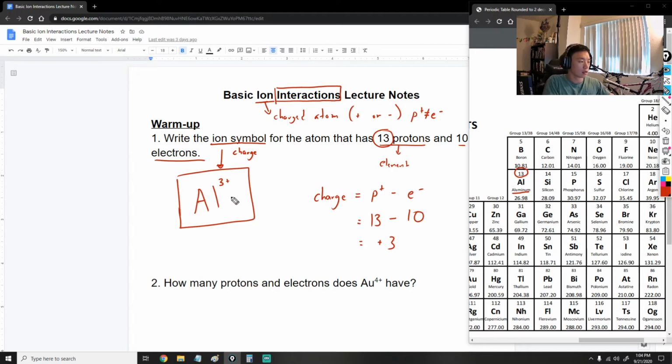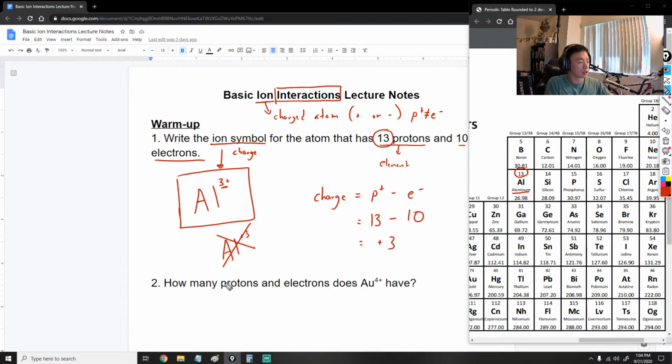Just remember when you write the charge here, we always put the number and then we put if it's positive or negative. We don't do Al plus 3. That's incorrect. We have to put the 3 before the positive.